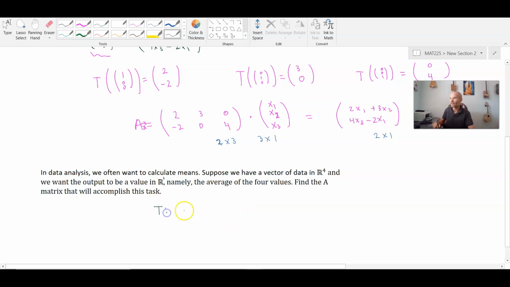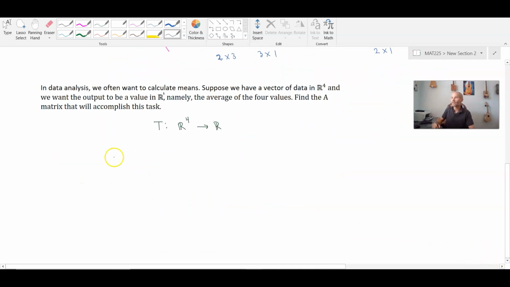So we have a transformation that is going to take a vector in R4, and it's going to produce a single value in just R. Okay, so what we need to first of all establish is that if X is this 4 by 1 vector that just consists of components x1 through x4, then we want the output to be x1 plus x2 plus x3 plus x4 divided by 4. That's how we compute an average. Now, another way we could write this is as 1/4 of x1 plus 1/4 of x2 plus 1/4 of x3 plus 1/4 of x4.